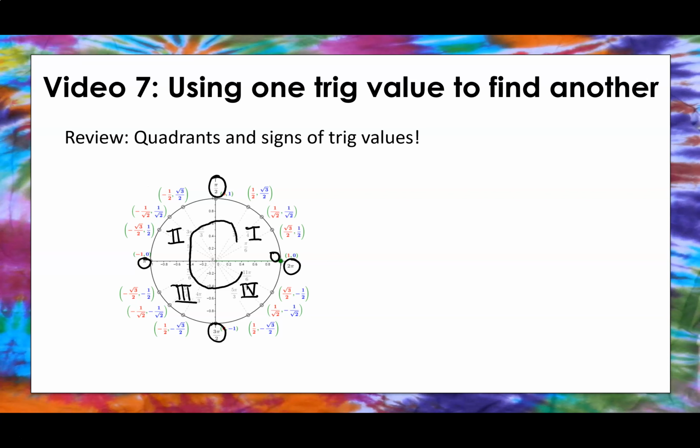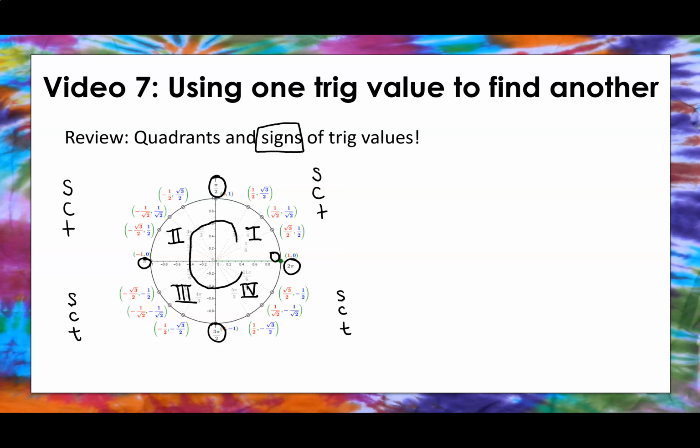Now let's talk about the trig values and what their signs are for each. So I want you to write sine, cosine, and tan for all 4 quadrants, just a little shorthand here. And I care about their signs. Are they positive or negative?